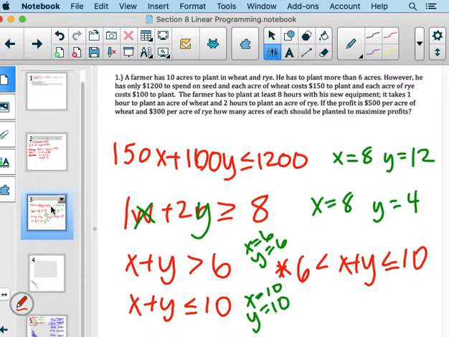So if we looked at our intercepts I have up here in green. Okay? So we had the 150x, 100y, 1200. Our x-intercept was 8 and our y-intercept was 12. For the 8 hours to plant, my intercepts were 8 and 4. For the requirement of acres, if I plug in 0, I don't have anything to divide by. So my intercepts were 6 and 6 and 10 and 10.